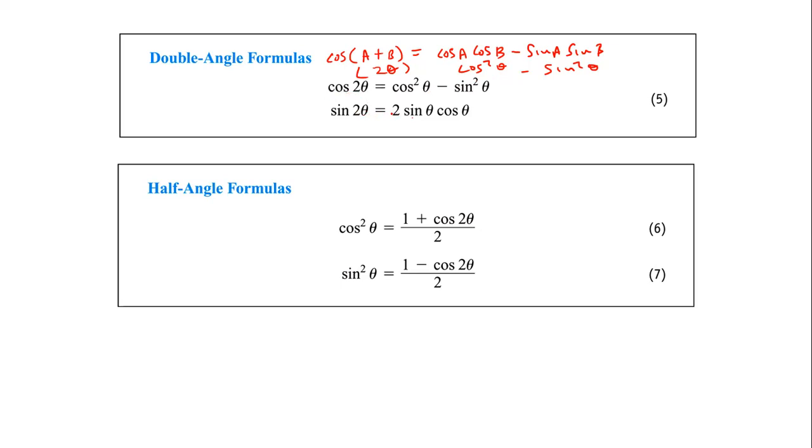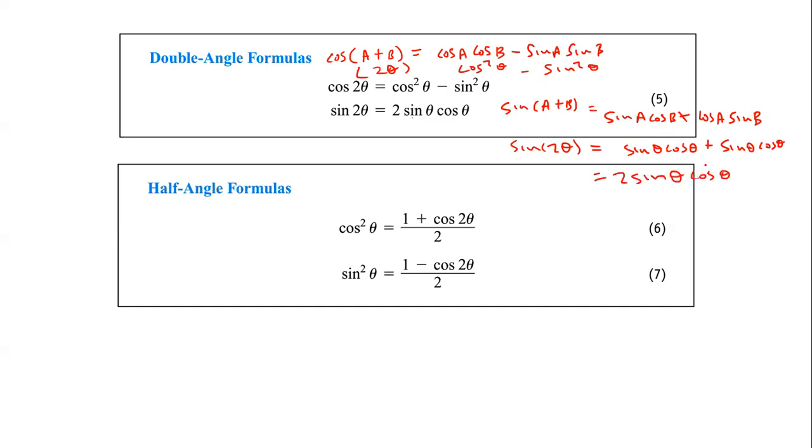Do we have to prove the second one? How do we prove the second one? Also using what? Sine of A plus B equal what? Sine A cosine B plus cosine A sine B, right? Now put theta equal A equal B. So this will be sine 2 theta, right? Equal to what? Theta equal A and theta equal B. So this will be sine theta cosine theta plus sine theta cosine theta, right? And this will give you what? 2 sine theta cosine theta, right? Which is this?